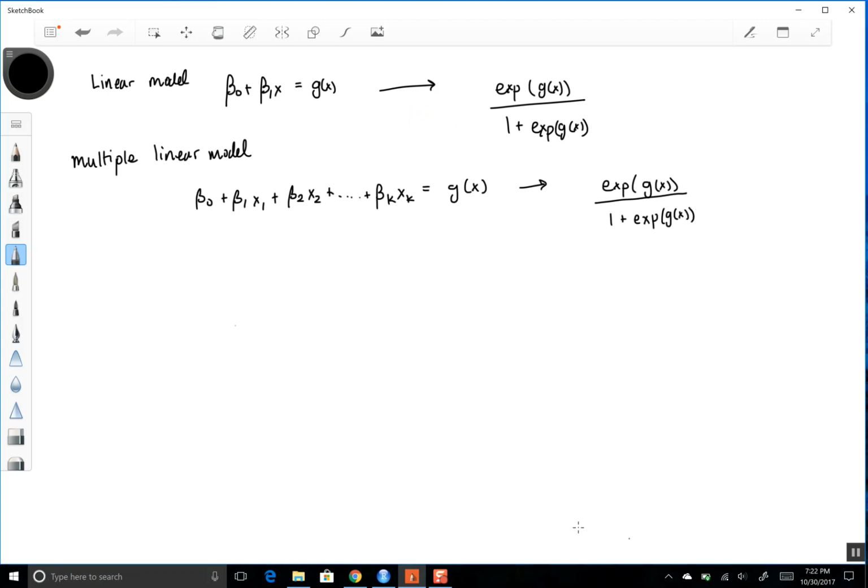Okay. And that basically just takes a straight line and it becomes something that looks like that, okay? From 0 to 1, okay? And now this is a probability.